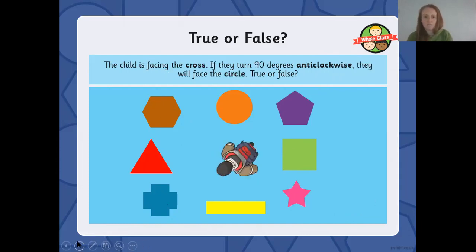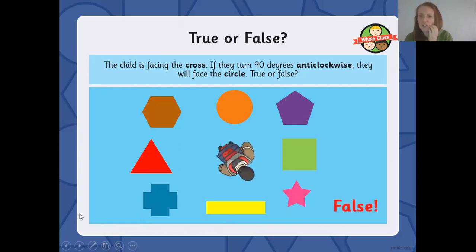Let's have a go at this one. So if the child is facing the cross, if he turns 90 degrees anti-clockwise, he will face the circle. Now, 90 degrees, remember, is 1 quarter turn, 1 right angle. Now, this time, anti-clockwise is this way. 1 quarter turn. I think he would face the star. They're saying the circle. So I think it's false. What do you think? It's a tricky one, isn't it?